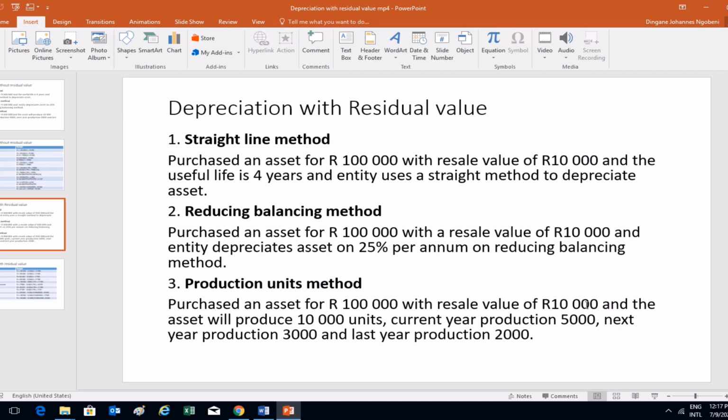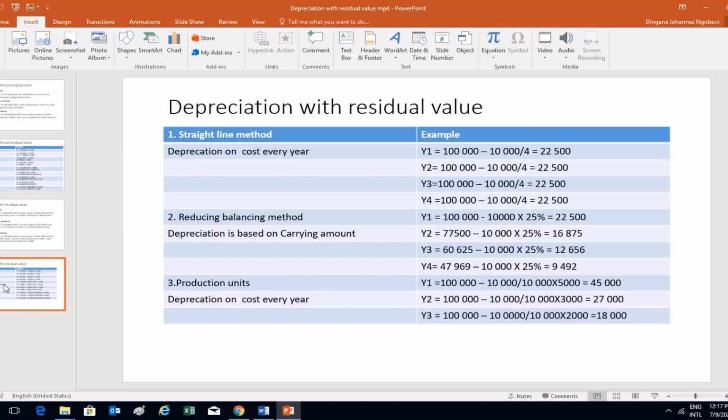Then we go to number 3, production unit method. Again, 10,000 resale value. How do we do it? Straightforward, easy, because depreciation is on cost. First, we must determine the depreciable amount. We know we're not going to depreciate the 100,000, but we need to remove what is not depreciable. There's 10,000. What is our depreciable amount? 100,000 minus 10,000. Look, it doesn't change. We know that this machine will produce 10,000 units. Therefore, 90,000 divided by 10,000 times 5,000 is equal to 45,000.